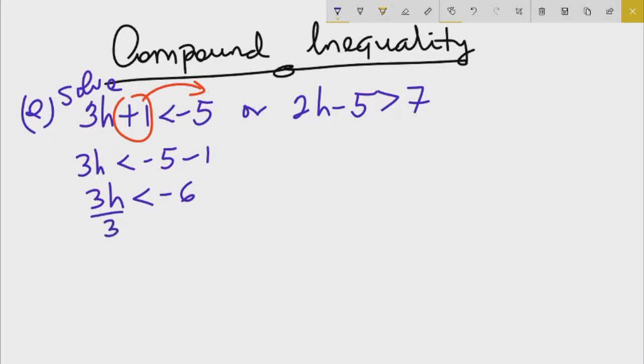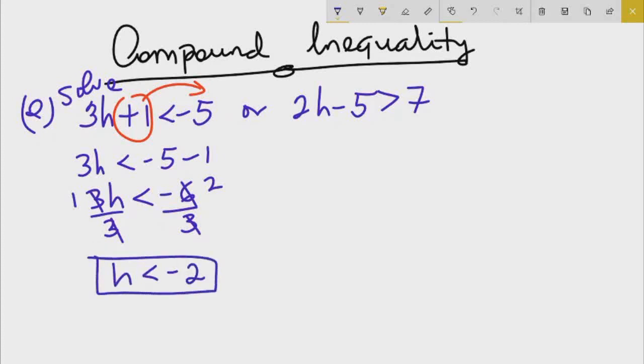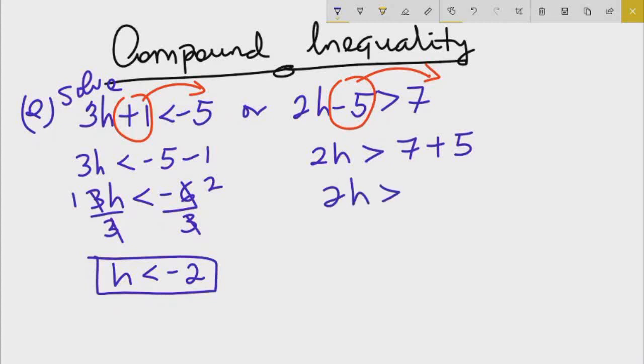We now divide by 3 on both sides, okay? 3 goes into 3 once, and 3 goes into negative 6 and you are left with negative 2. So h less than negative 2. That will be the first solution. Then we solve the second inequality. Move the negative 5 to the right, and it will become a positive 5. So we have 2h greater than 7 plus 5. So 2h is greater than 12. Then we divide both sides by 2. 2 goes into 12, 6 times. So we have h greater than 6.